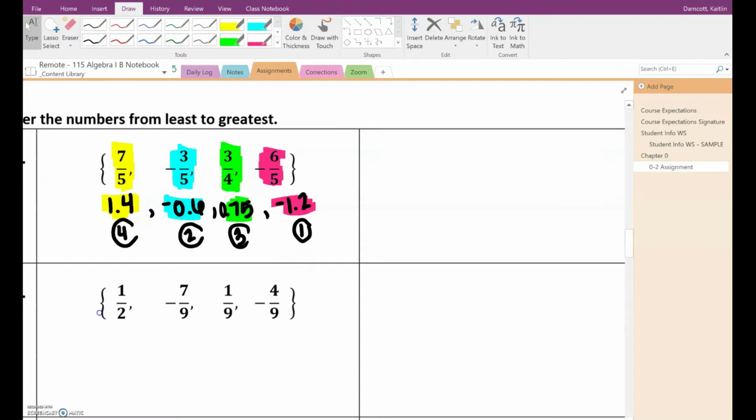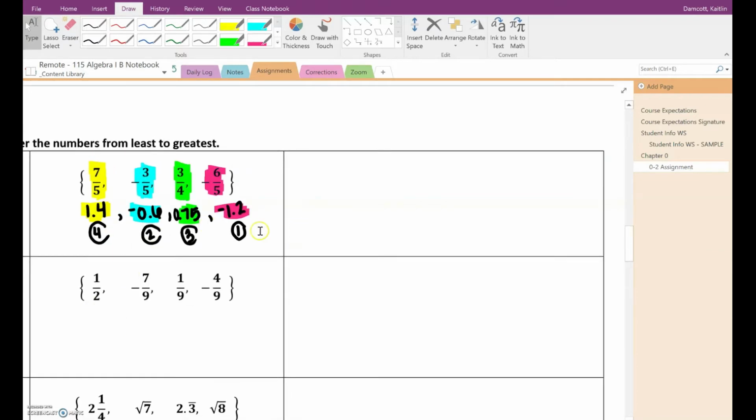Now we want to write our answer in the correct order. The first one that we're writing is this -6/5. Then we want to write the second one that we ranked, so we've got -3/5. Then following that is the third one, which is going to be 3/4. And then finally the last one is 7/5.